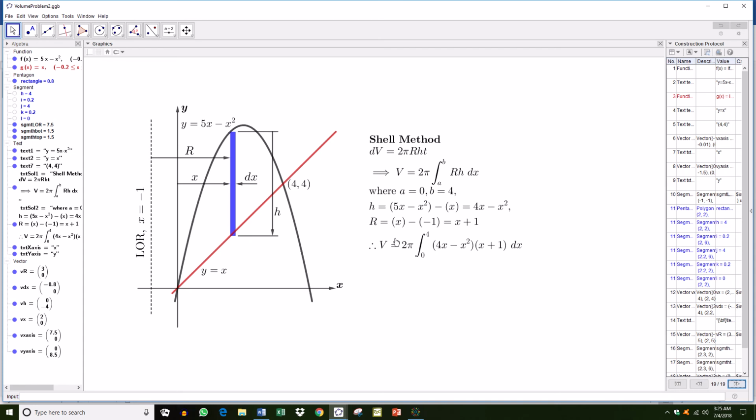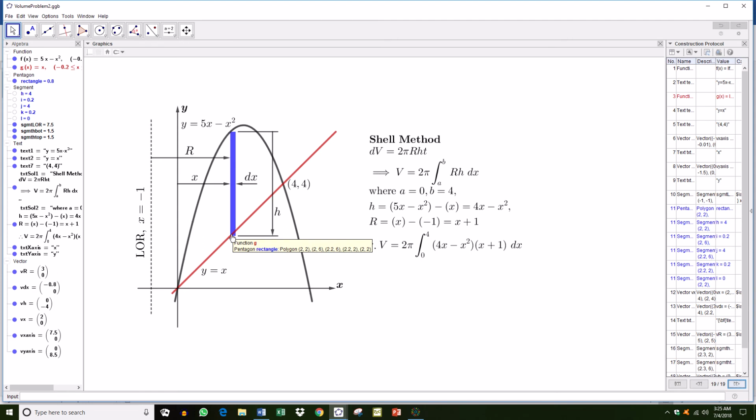h, let's figure out h. h is the y value there, which is 5x minus x squared, minus the y value here, which is x. As simple as that.